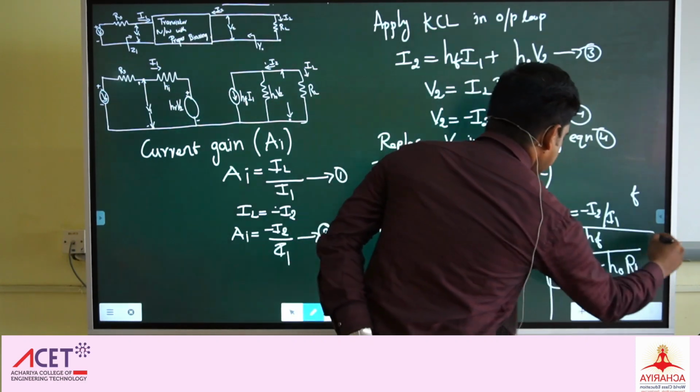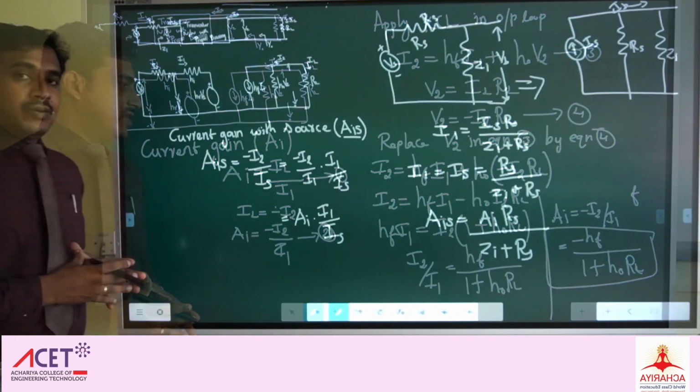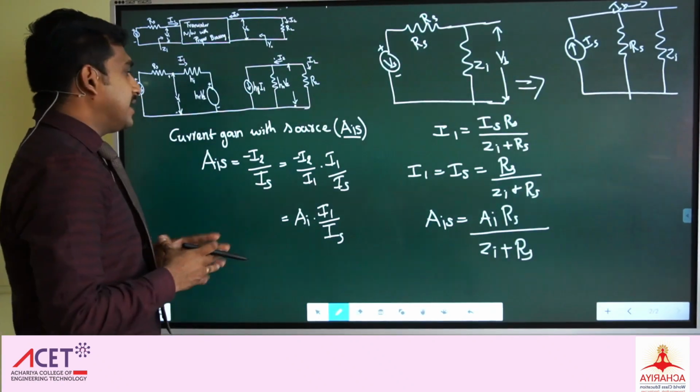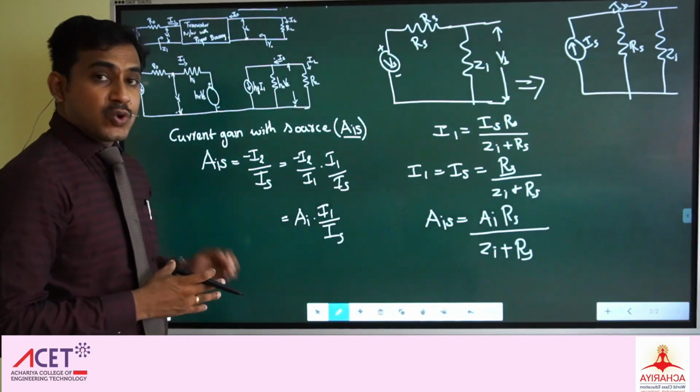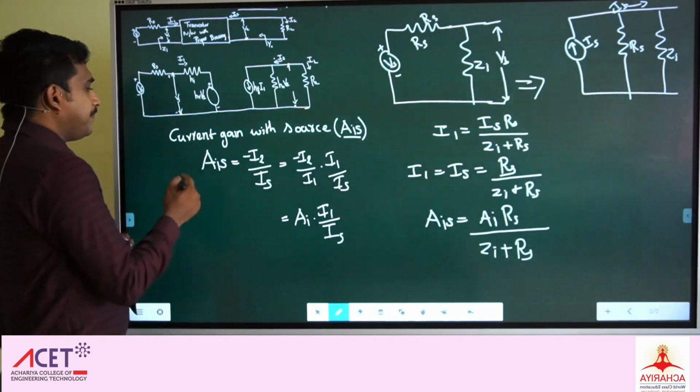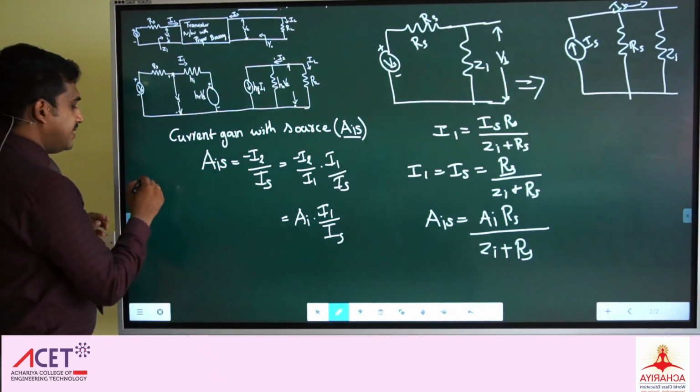This is the current gain equation of this particular transistorized amplifier. Next we are going to derive the current gain with source. We are going to derive the current gain by considering the source voltage also. Now, the current gain with source is represented as AIS.